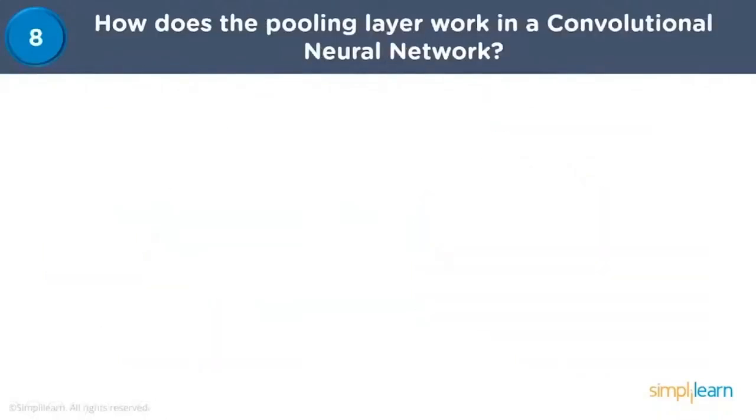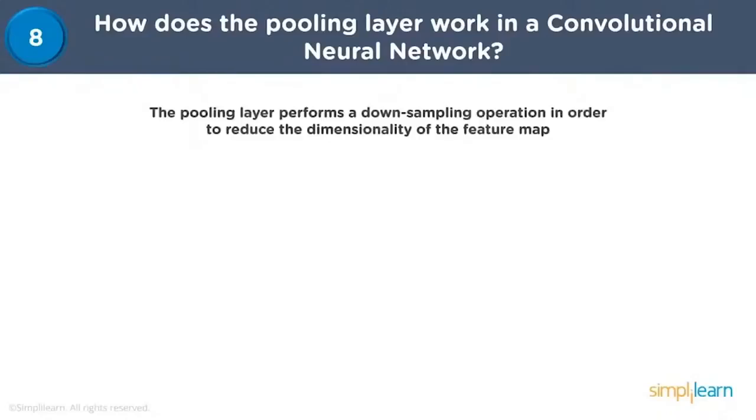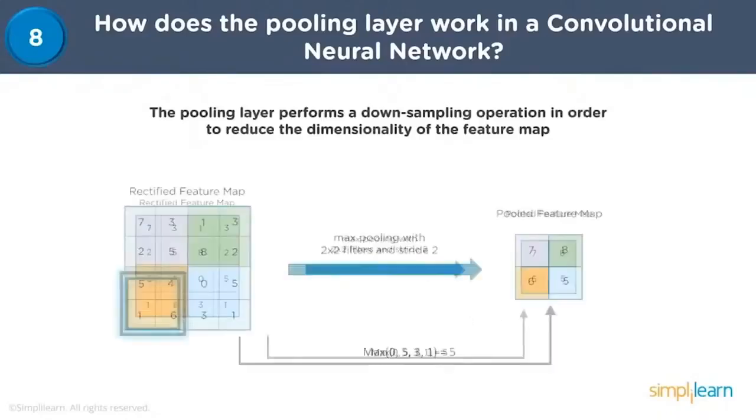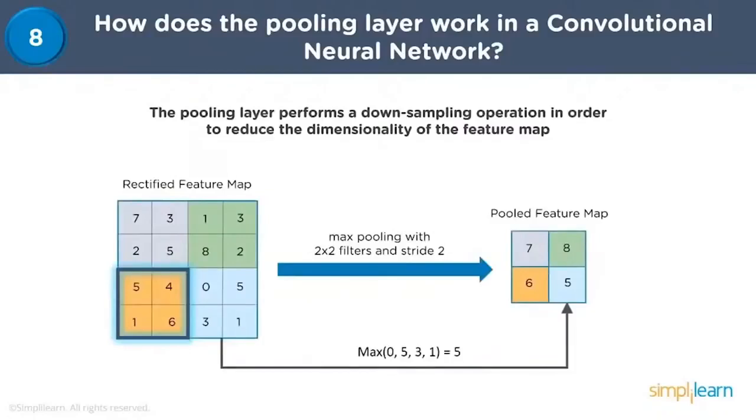Moving ahead, the 8th question in our list is, how does the pooling layer work in a convolutional neural network? So the pooling layer performs a downsampling operation in order to reduce the dimensionality of the feature map. So in the pooling operation, you slide a two-dimensional filter over each channel of feature map and summarize the features lying within the region covered by the filter.